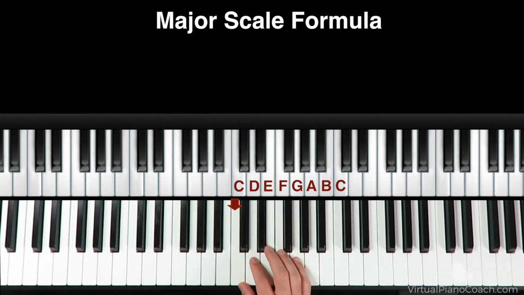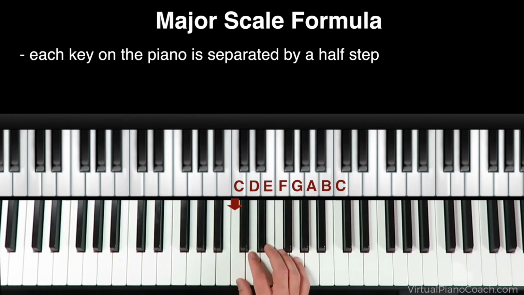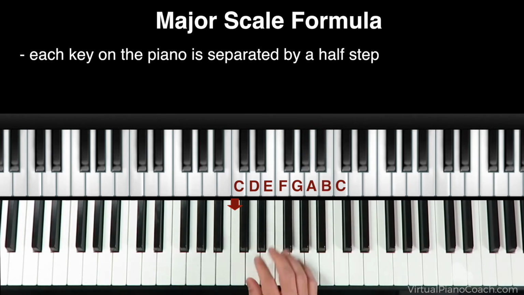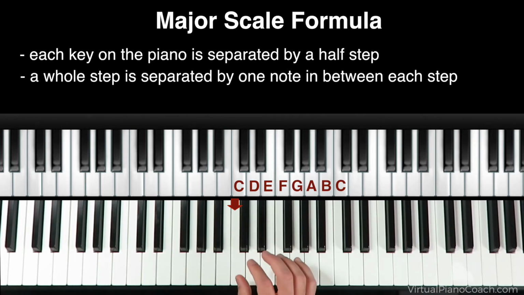So what we mean by formula is whether it's a half step or a whole step. Each note on the piano is separated by a half step. Now a whole step is a step with a note in between. So if I go from C to D, what is that? It's a whole step. Why? Because we have a note in between.